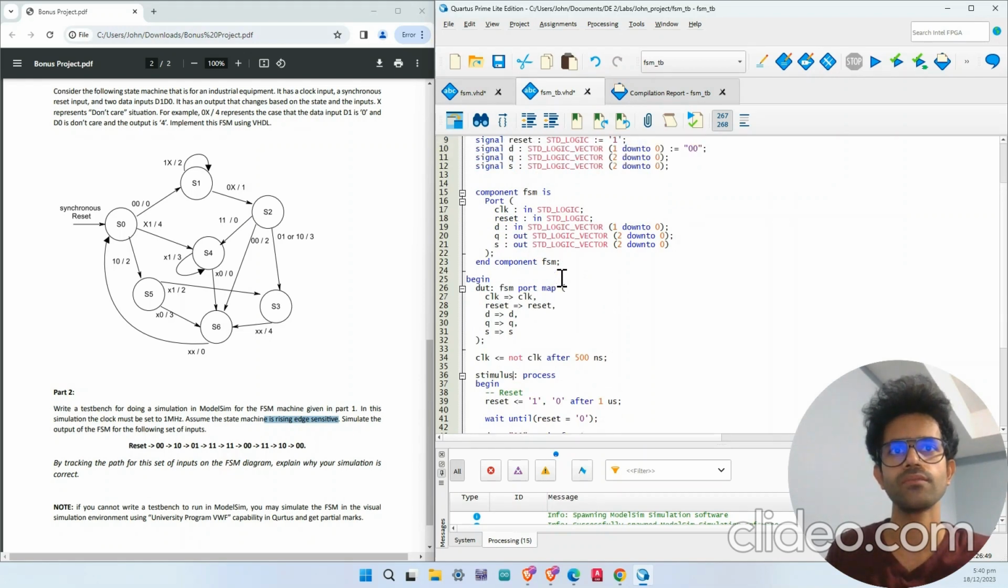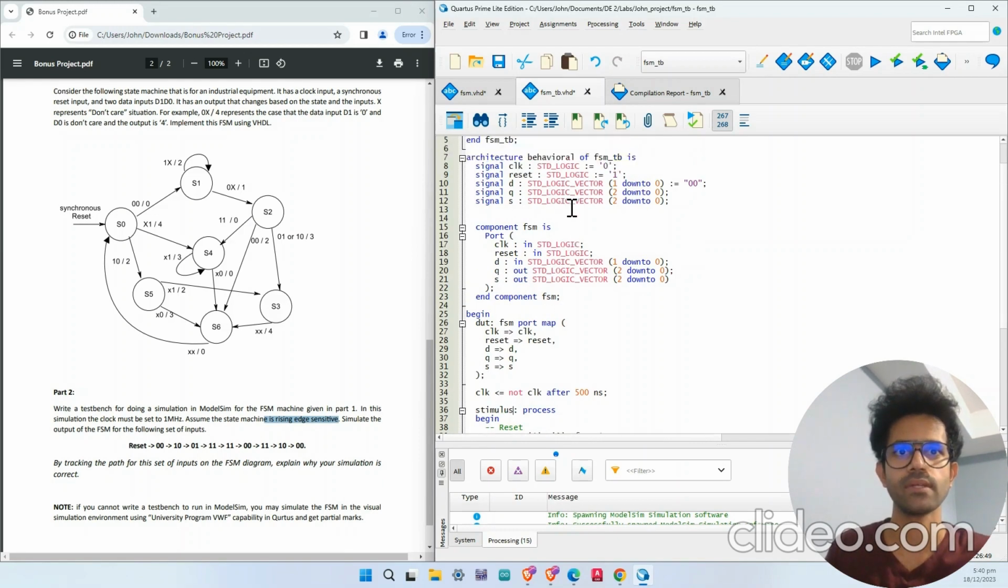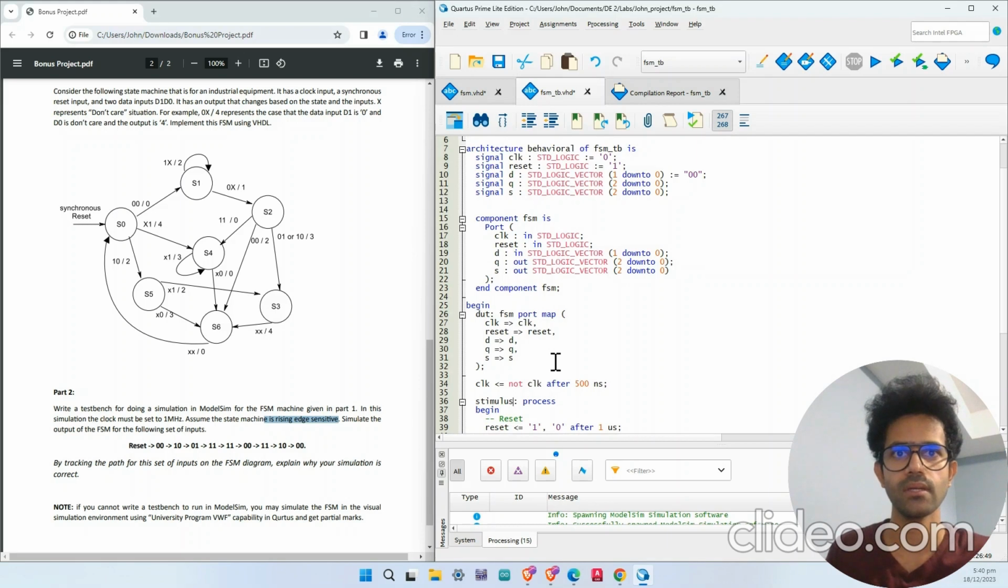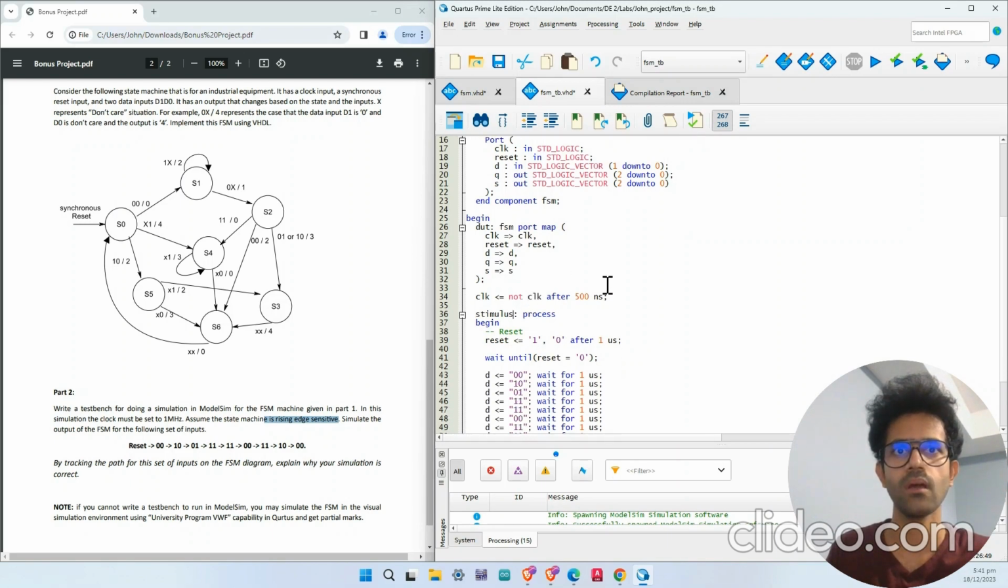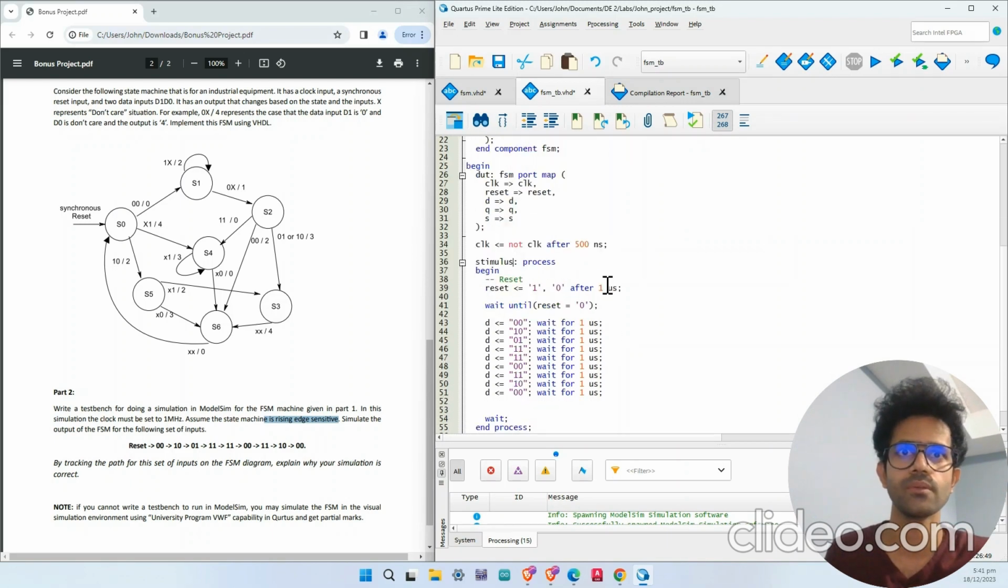Then we do the port mapping. Each of the input and output ports are mapped with the signals we declared. Clock is mapped with clock, reset with reset, data with data, output Q with Q, and S, which displays the states, is also mapped. Okay, now here we go into the implementation of the clock and the reset functions.